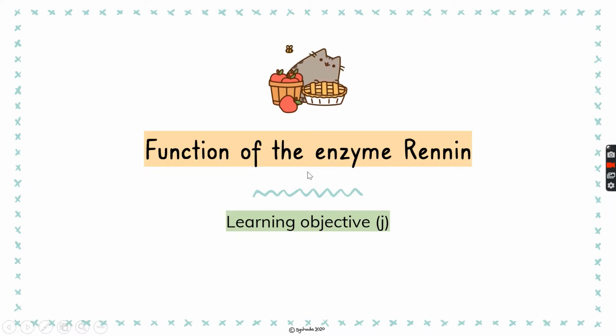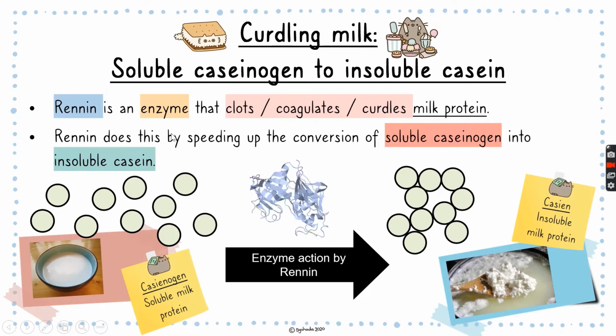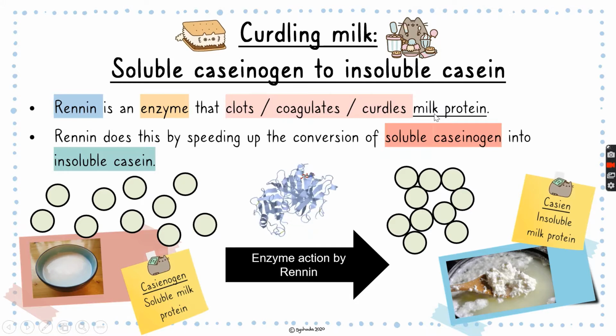So we looked at the function of the enzyme renin, and its main function is to coagulate and curdle milk protein. This enzyme can be found in the stomach, especially in young animals and young humans as well. What coagulate and curdle milk protein means is that the milk protein that is soluble in the liquid milk is going to become insoluble, and this enzyme helps to speed up that reaction.